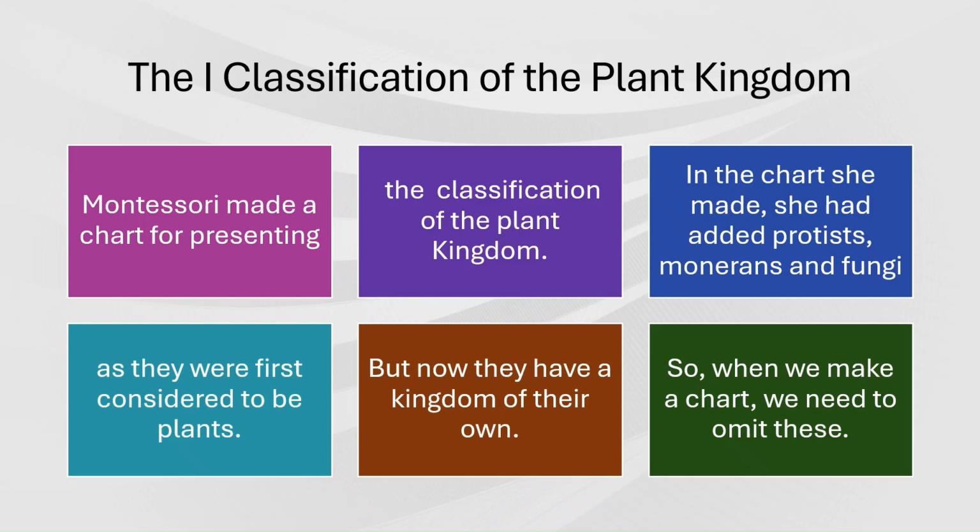Let us now look at the first classification of the plant kingdom. Montessori made a chart for presenting the classification of the plant kingdom. In the chart she made, she had added protists, monorans, and fungi, as they were first considered to be plants. But now they have a kingdom of their own. So when we make a chart, we need to omit these.